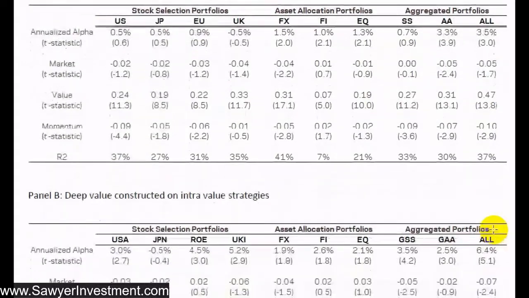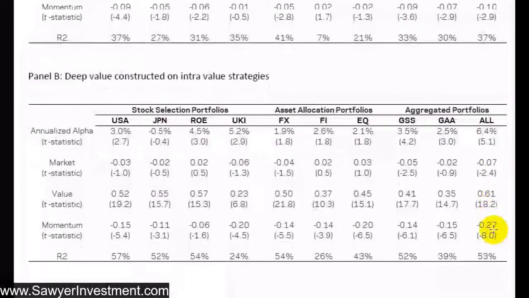And this is even more pronounced when we go down here and look into the intra-value strategies. So if we remember, this was with the stock selection, the 68, investing in the 68 different industries according to the value spreads. And then with the asset allocation, it was looking at the pairs of the different index futures, and then we have all of them together.